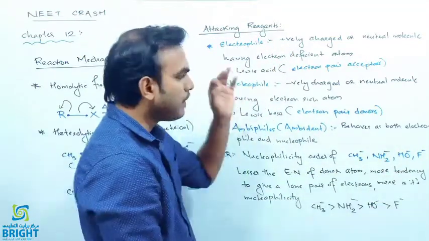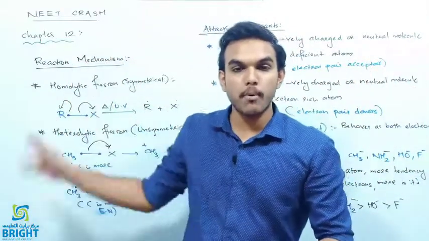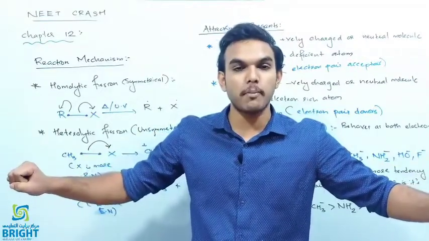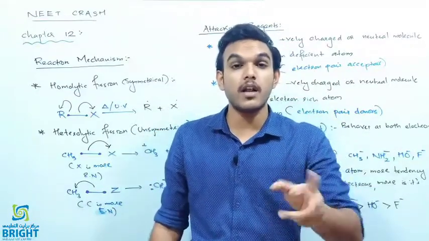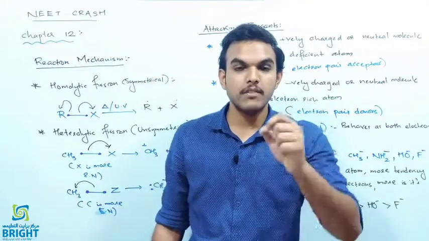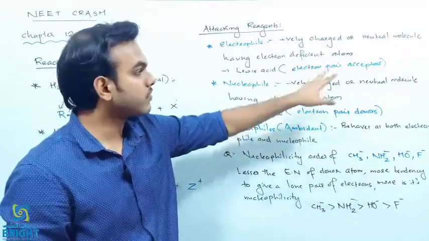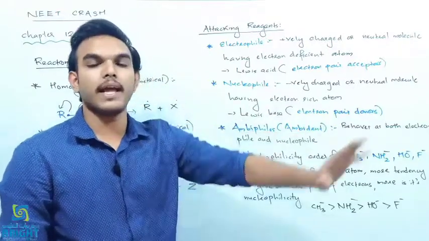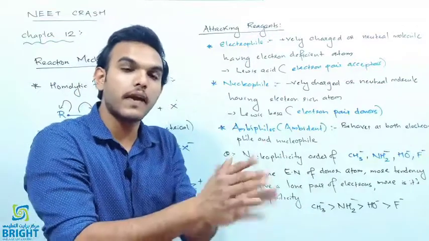Is that clear? So now we discussed reaction mechanisms and attacking reagents. Reaction mechanism involves homolytic fission and heterolytic fission. If the electrons are distributed symmetrically, forming free radicals, it is known as homolytic, and if it is unsymmetrical due to a large difference in electronegativity, it is known as heterolytic fission. Then we discussed what an electrophile is. They are Lewis acids, that is electron pair acceptors. Nucleophiles are Lewis bases, that is electron pair donors. Amphiphiles act as both electrophile and nucleophile.